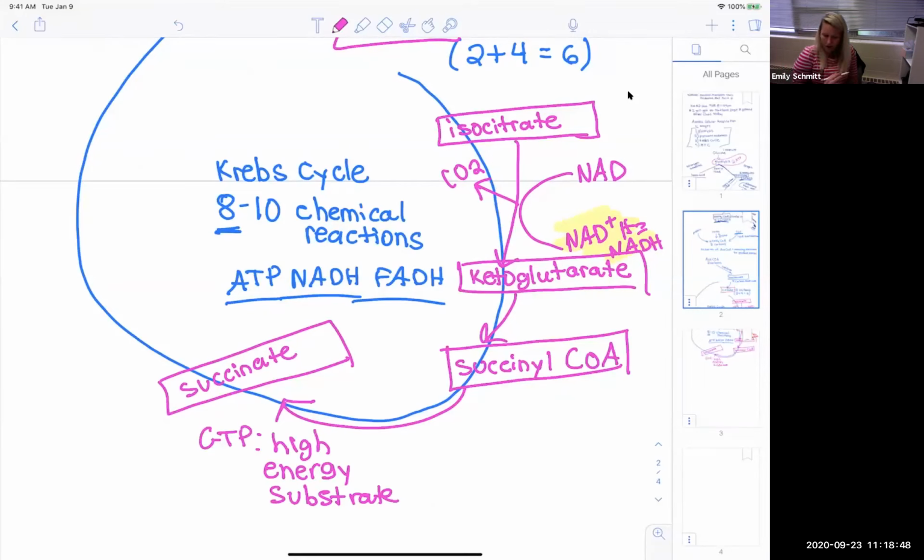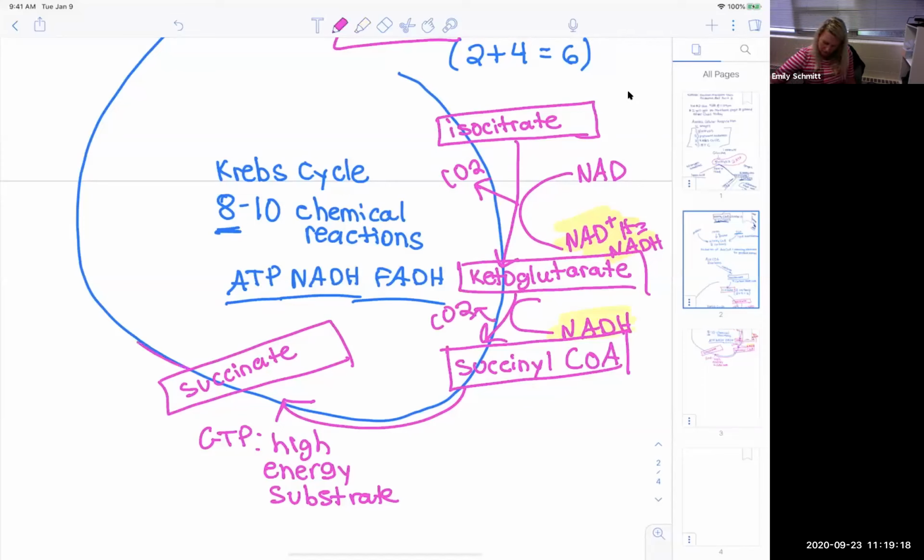Now, from our ketoglutarate to our succinyl-CoA, we are also giving off CO2, and we are also forming new NADHs at this reaction as well. So there's our second NADH, and we know that these are carrier proteins that are going to carry our hydrogen and the associated electrons down to the electron transport chain.